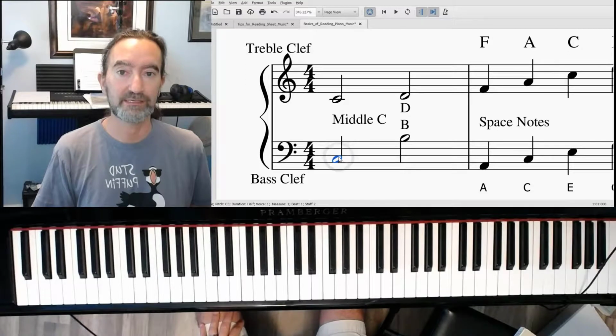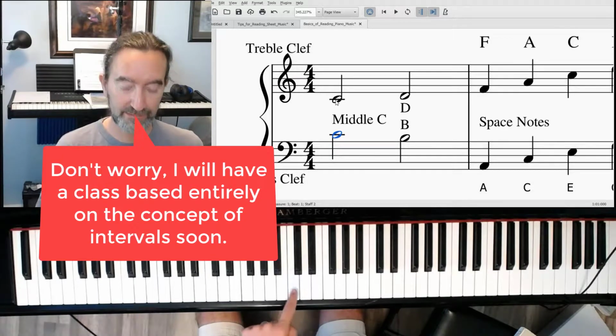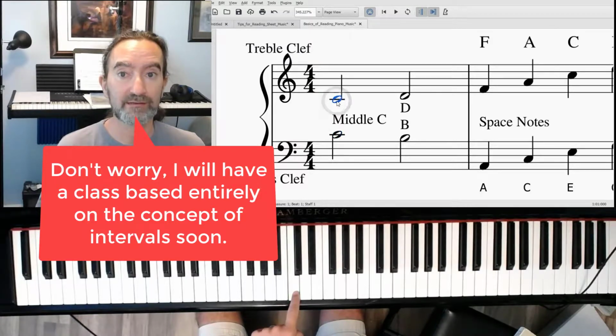So it just keeps moving down there. If I take this one, it's the same thing. Here's middle C. I moved it up a step. Moved it up another step. Moved it up another step. Now let's take this another way.